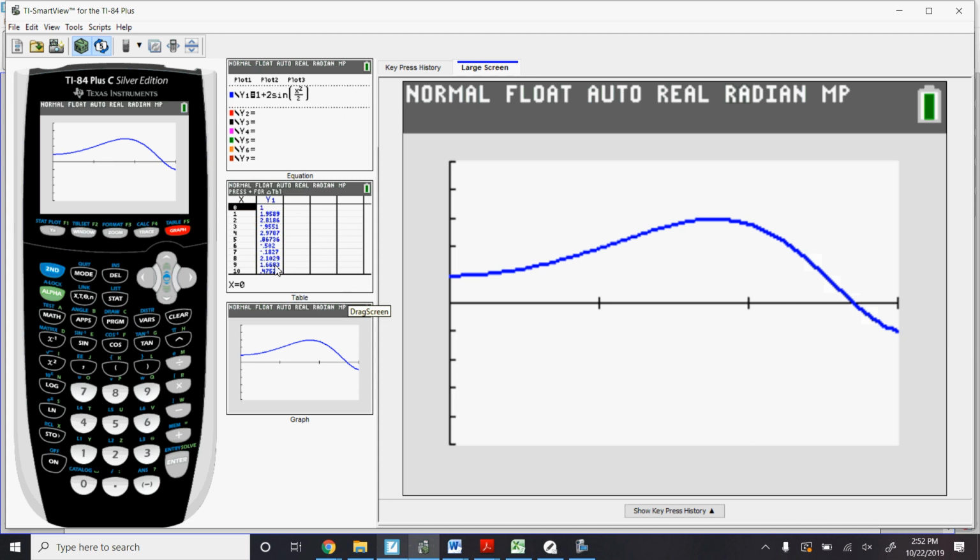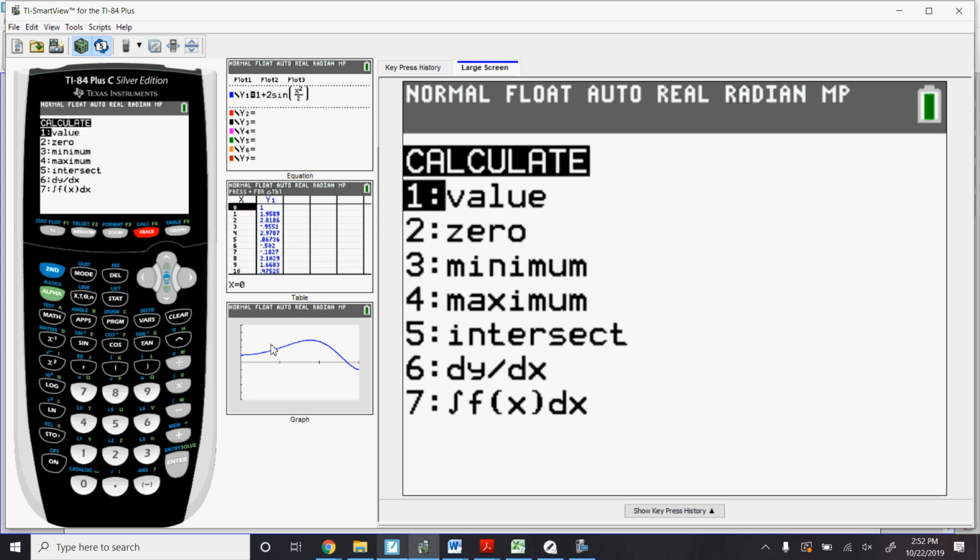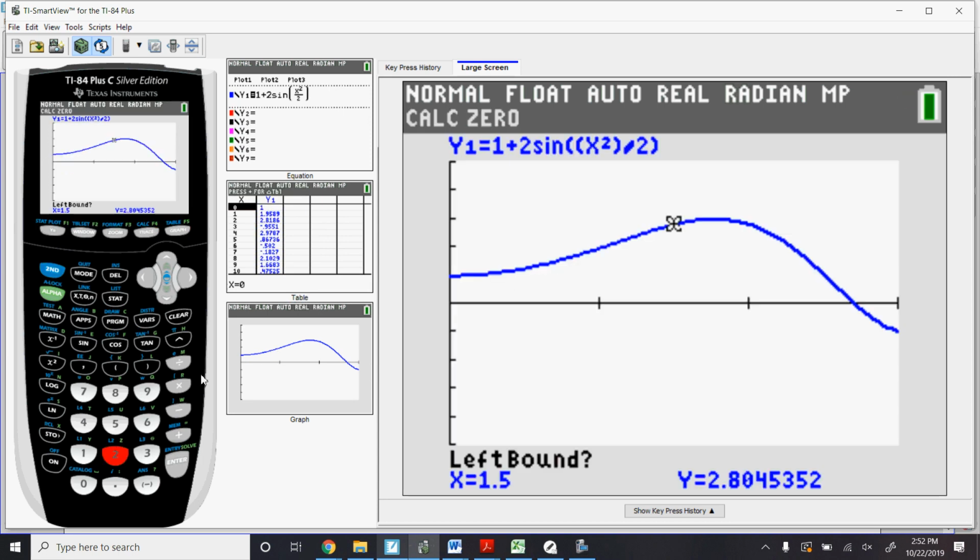So what I'm going to do is go to my second calc menu, and what I'm doing is I'm trying to find a 0. So I'm going to hit number 2. And to find the 0, I need to choose a number on the left side. I need to bound this thing on the left side and on the right side. All right? And as long as there's only one 0 in between. So I'm just going to arrow over a little bit here. And I'm going to hit enter.